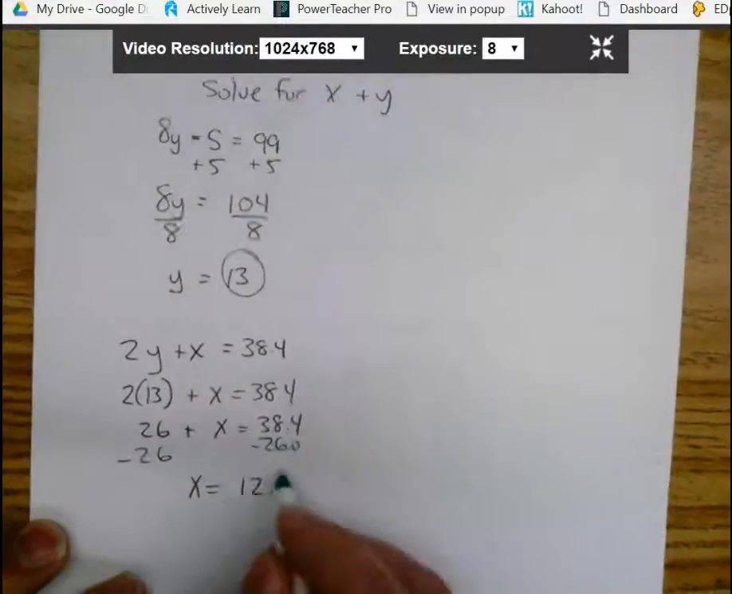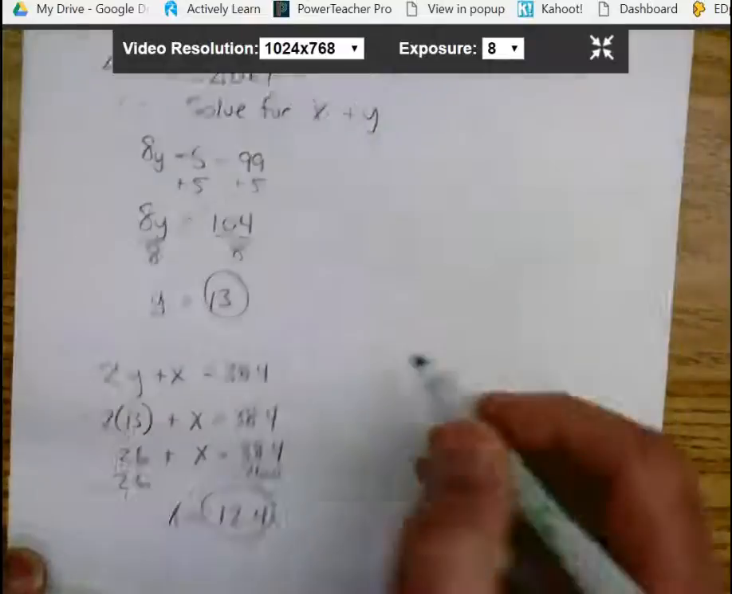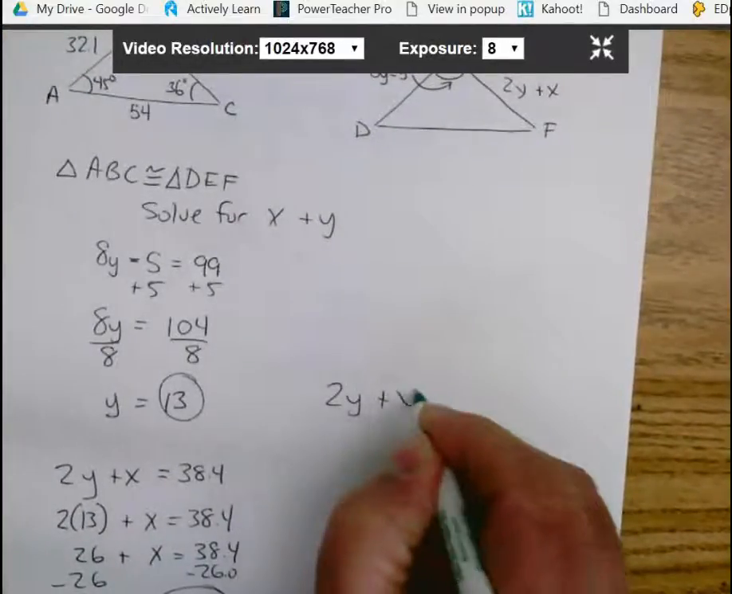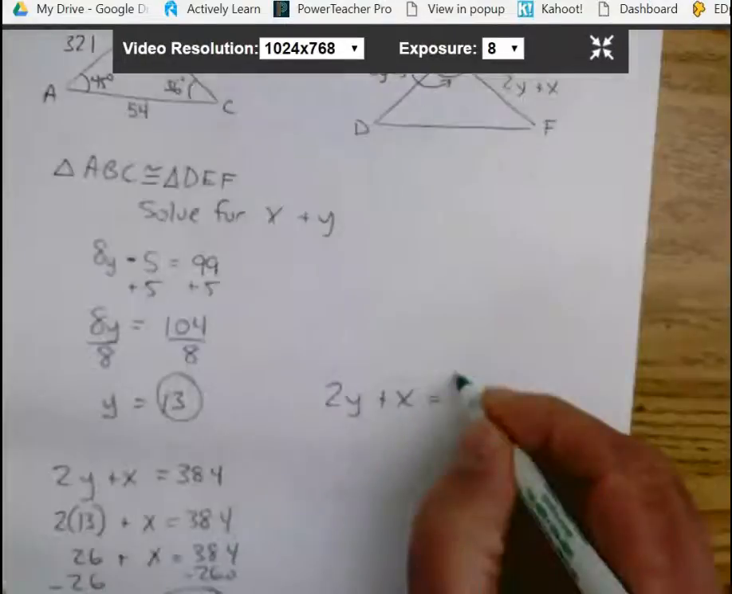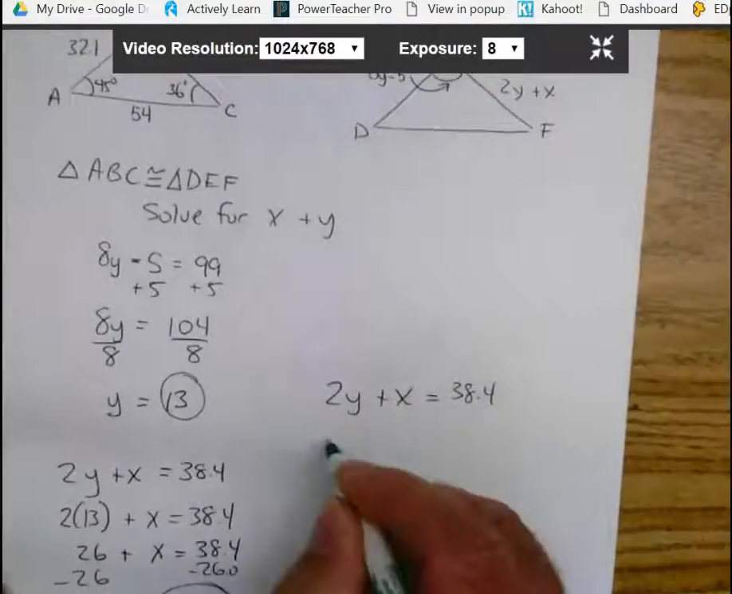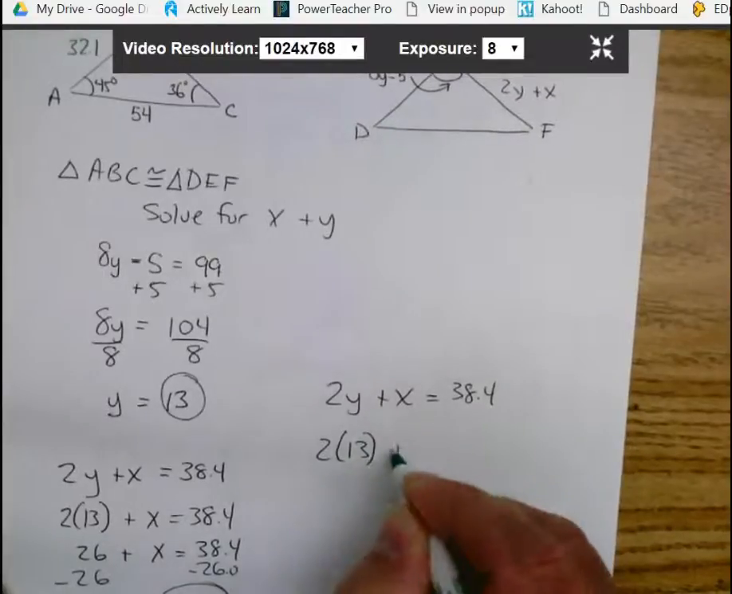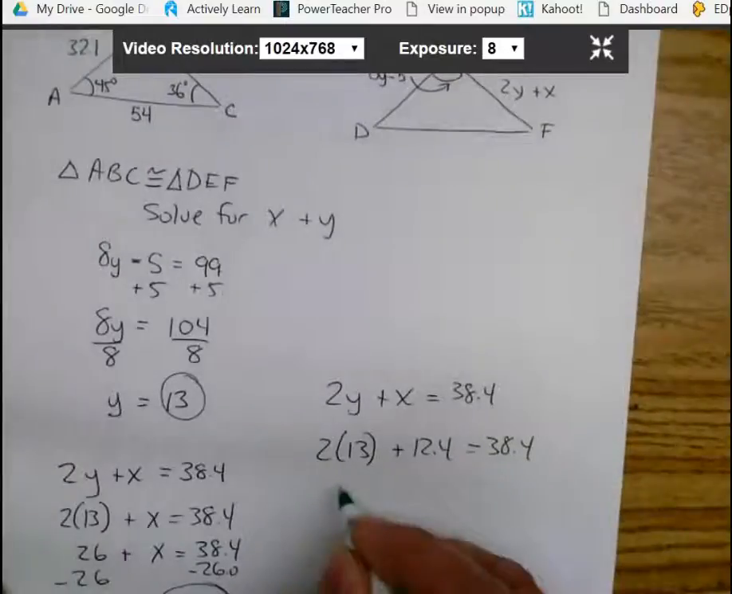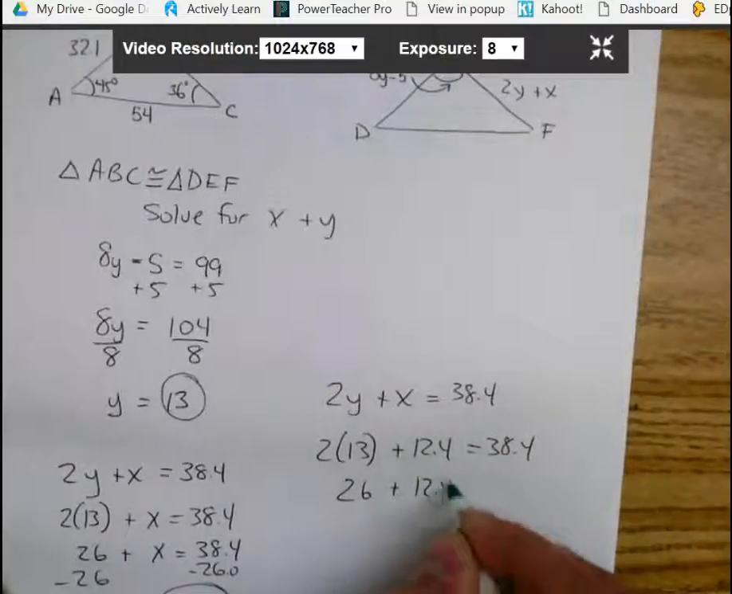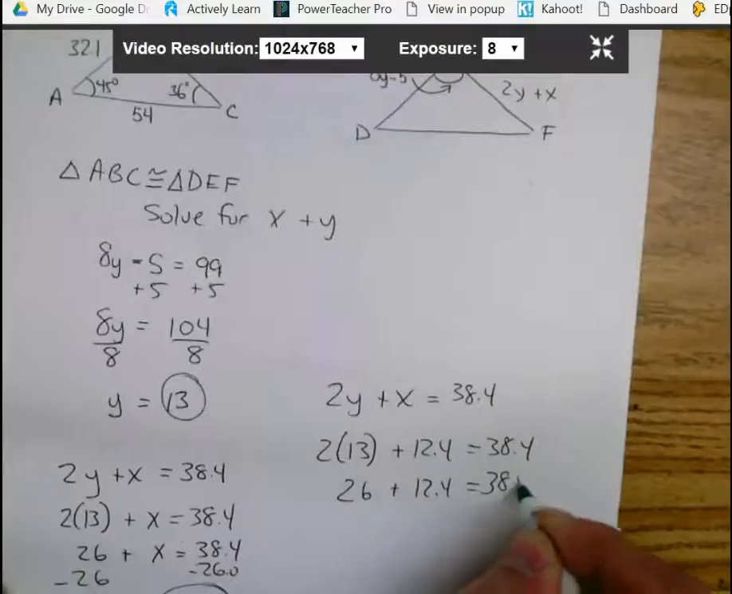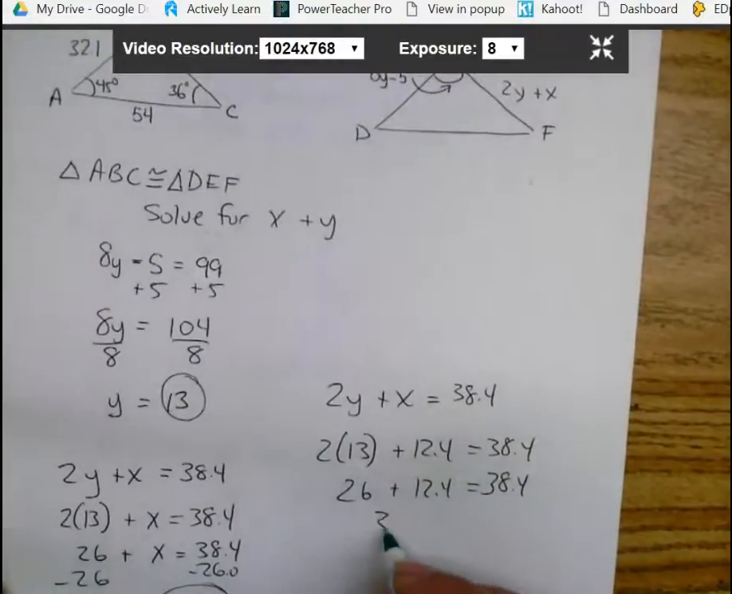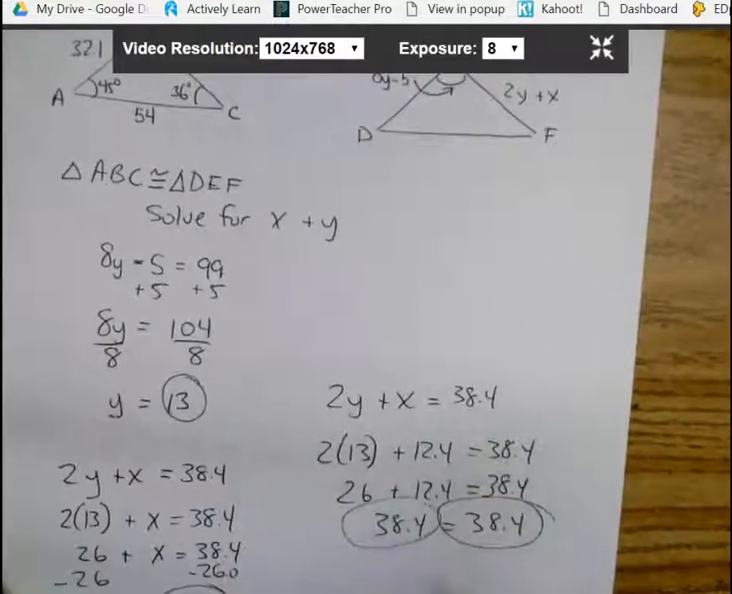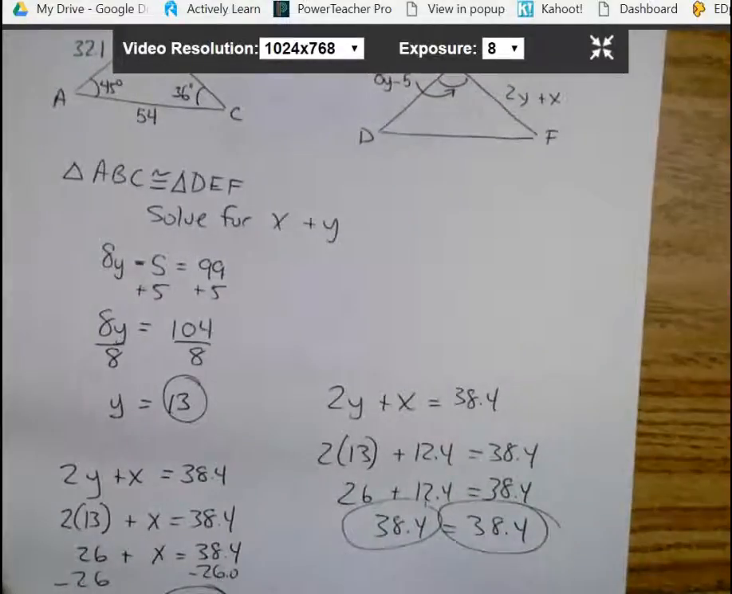So then we could take our x, and we could take our y, and we take this part of it. So we say 2y plus x is going to be equal to 38.4. So we plug in 2 times 13 plus 12.4 equals 38.4. 26 plus 12.4 equals 38.4. And you'd see that they are equal to each other. 38.4 equals 38.4. So we know we're correct. Okay? So that's how we can use algebra.